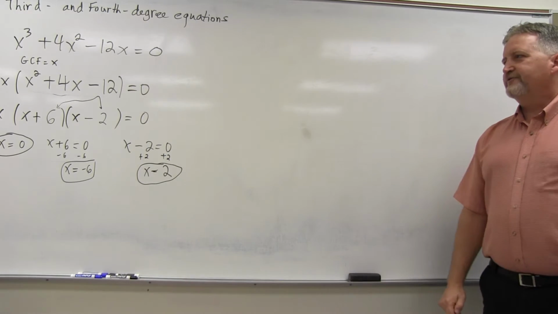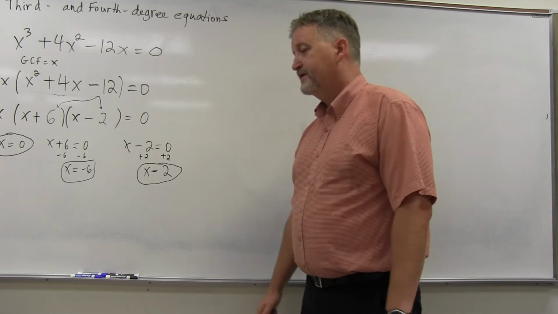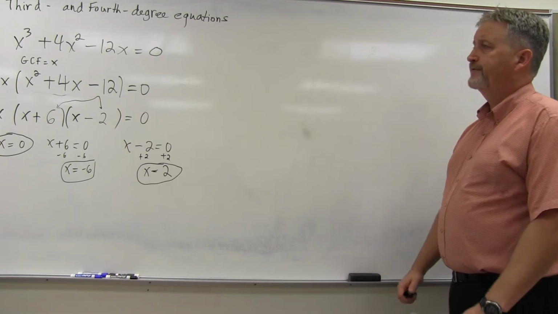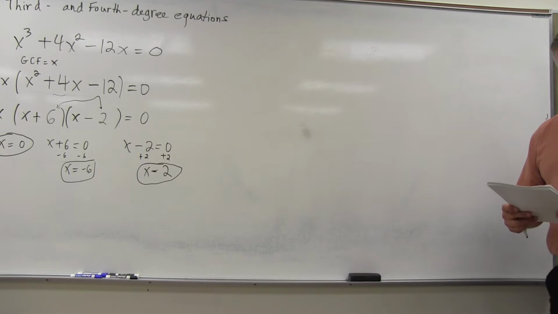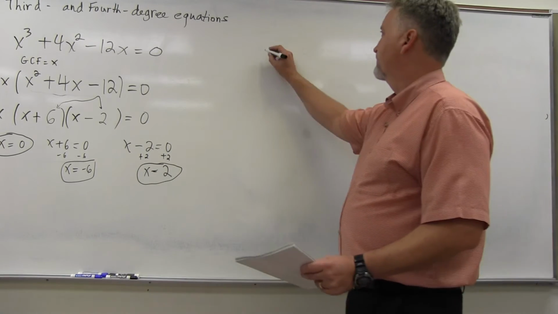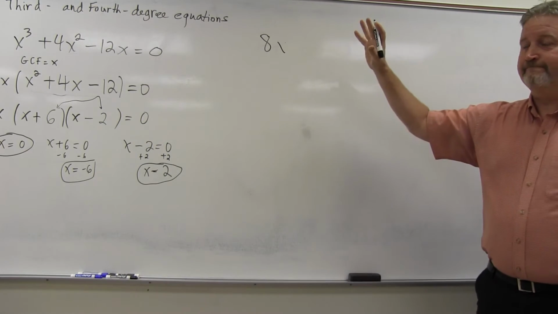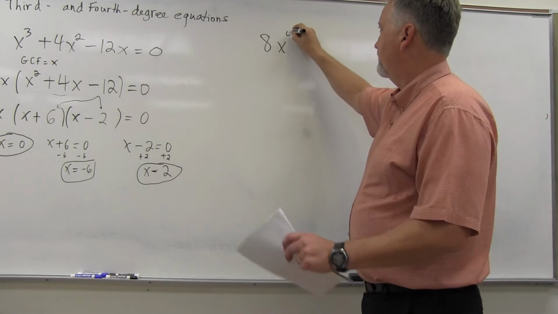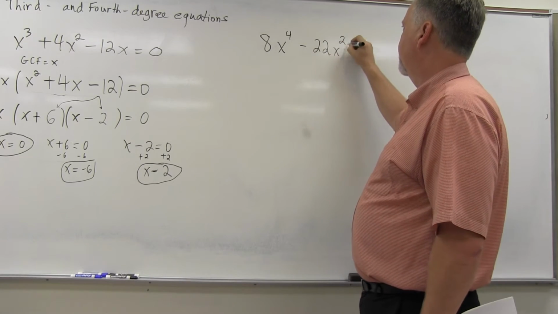Okay. Yeah, those tend to match up, the degree on the equations, the degree and the number of solutions on one variable equations anyway. All right, well, what about, is that okay? Any questions on that one? We good? 8x to the fourth minus 22x squared equals 0.